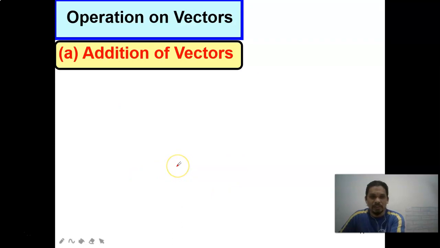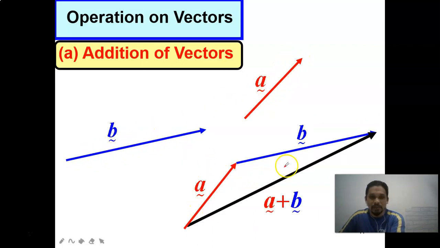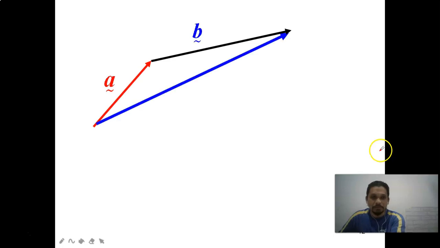And operation of vectors, addition. So then the vectors of A and the vectors of B, if we combine here now, it gives us the vectors of A plus B equal to the vector AB, using the triangle law.